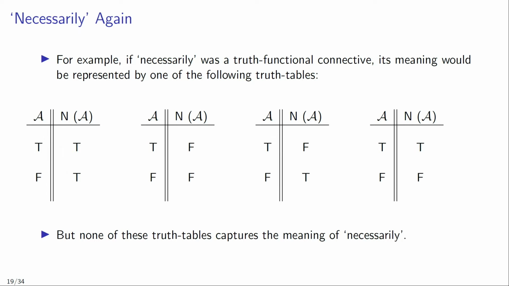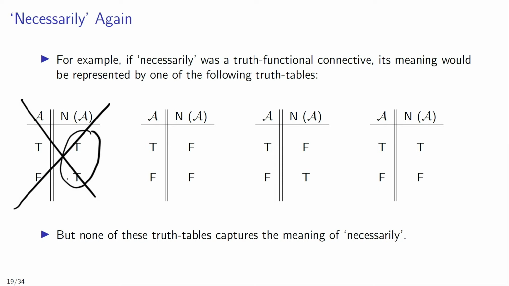And now the crucial point is that none of these four truth tables in fact represents the meaning of necessarily. Why is that? Well, the first truth table is extremely implausible because it entails that necessarily A is always true. This truth table effectively tells us necessarily A is true no matter what the truth value of A is. But that seems clearly incorrect. As we just saw, necessarily Atari has kibbles for dinner is false, since he could eat something else. So this truth table does not represent the meaning of necessarily.